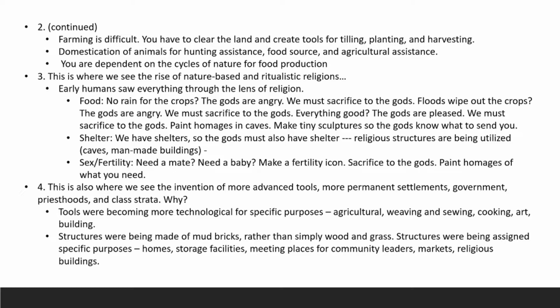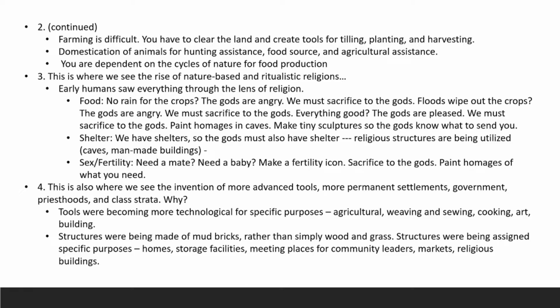Shelter. We have shelters, so the gods need shelter too. Religious structures are being utilized. We know this from the caves. We know this from the man-made buildings with the religious artifacts that were left behind. Sex and fertility. Need a mate. Need a baby. Make a fertility icon. Sacrifice to the gods. Paint homages of what you need.